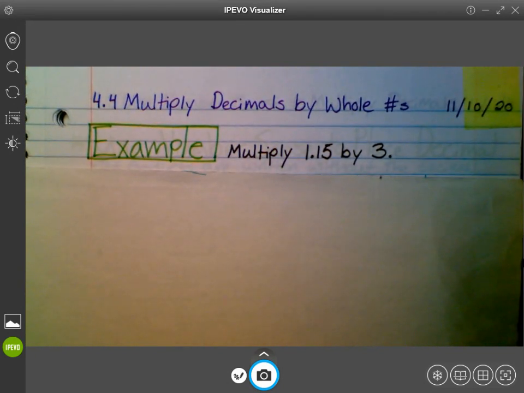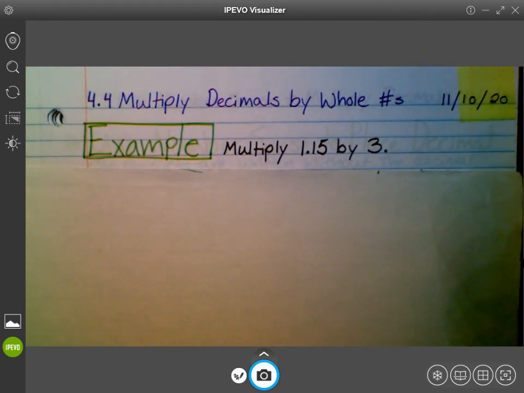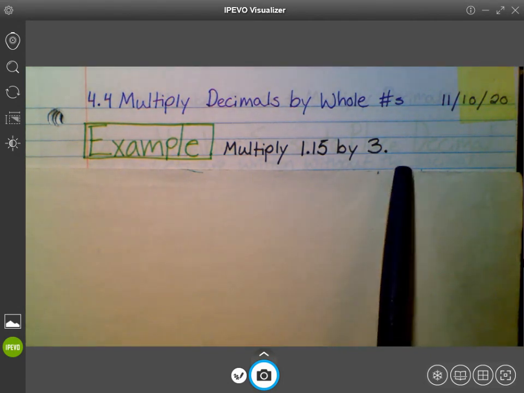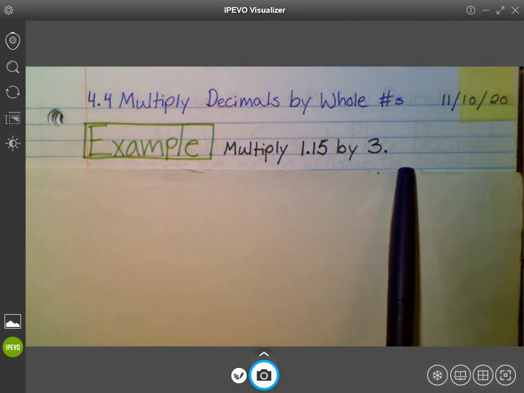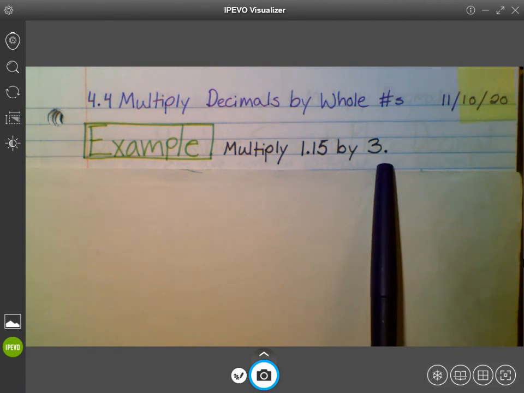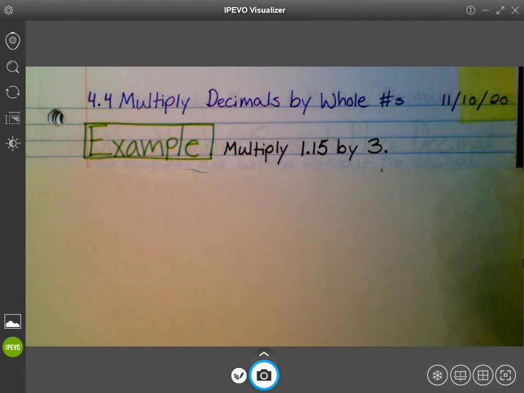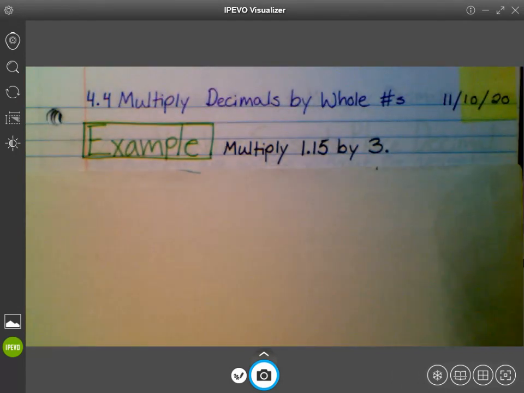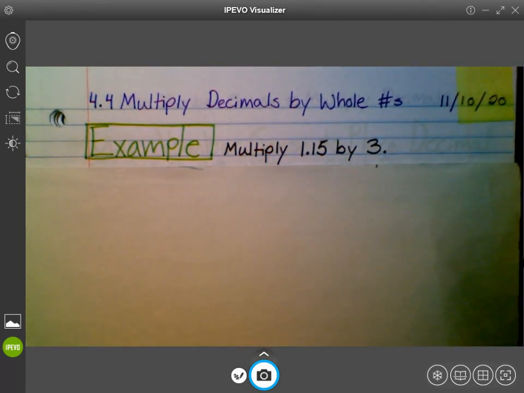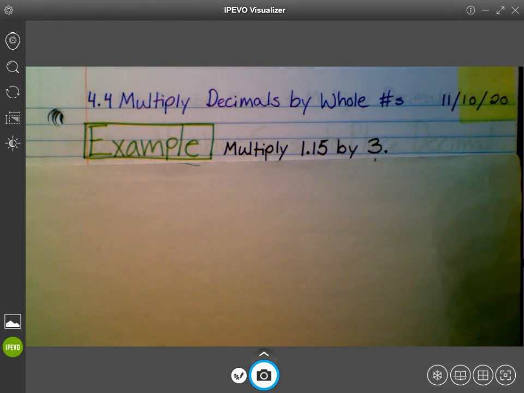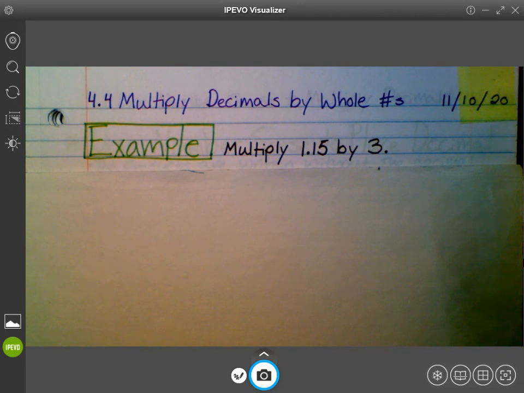We're going to start with an example. So our example is multiply 1 15/100 by 3. So 1.15 by 3. And now I do want to point out that this dot after the 3 is a period because it's a sentence. It's not a decimal point, it is a period. Just wanted to point that out. So our example, multiply 1 15/100 by 3.